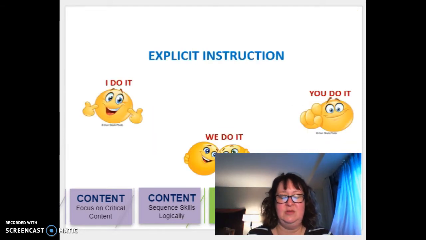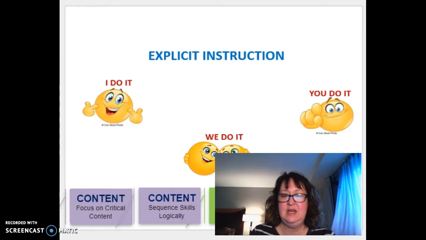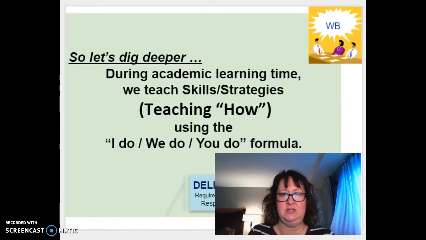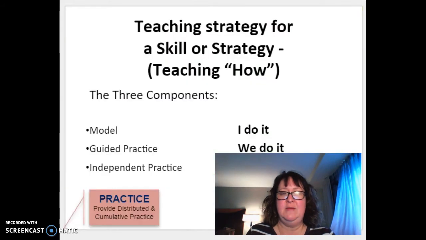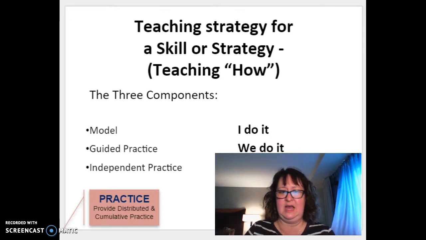One of the keys to explicit instruction is this concept called I do, we do, you do. And we want to make sure that we use this consistently in the right dosage for students with disabilities. So thinking about I do, we do, you do. I do is me modeling something. Guided practice is us doing it together. You do is that independent practice.